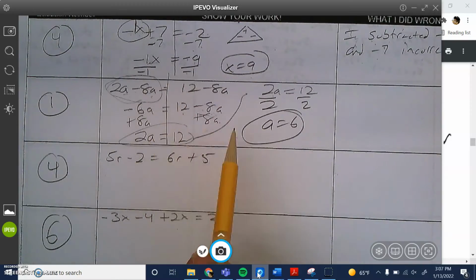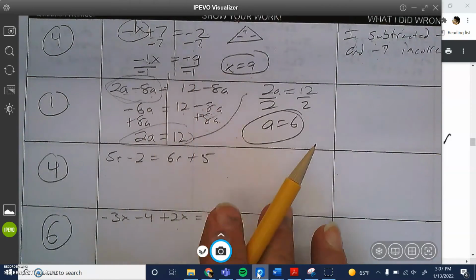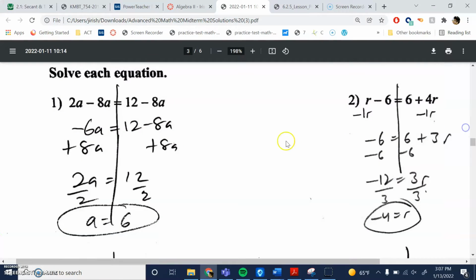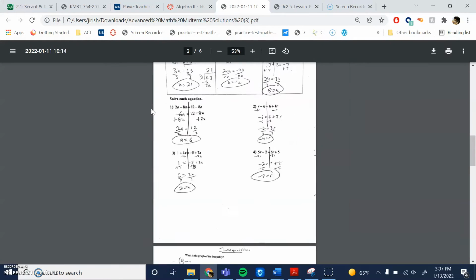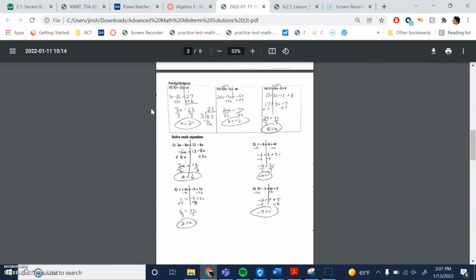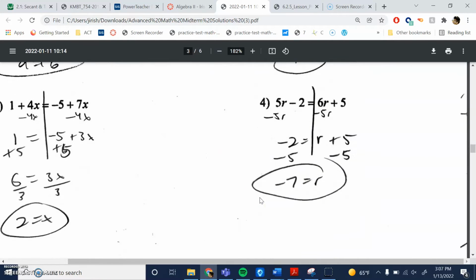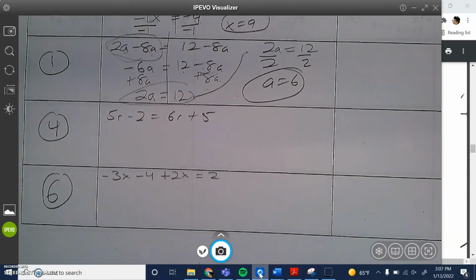That's a good one to do and practice, because you never know what's going to be on that quiz in Mr. Irish's class based upon our practice quiz. Also a question about one in this section, on this page, with variables on both sides. Another one with R on both sides, number 4 right here.